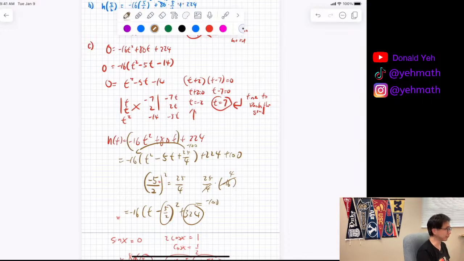I got the vertex in one shot using completing the square, because I found the vertex form.